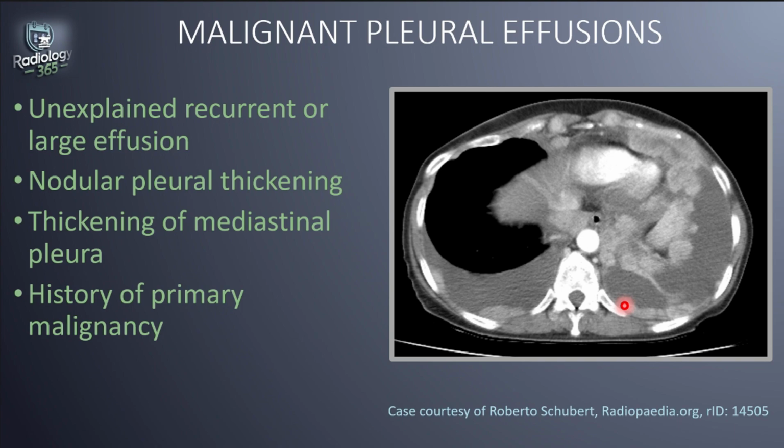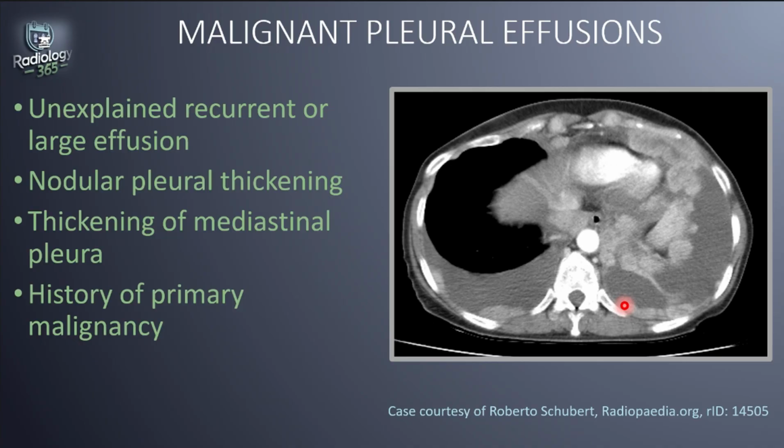They are mostly the exudative kind because they are from some disease process affecting the pleura. Unexplained recurrent pleural effusions or unexplained large pleural effusions should raise suspicion for underlying malignancy, regardless of whether there is associated visualized pleural nodularity or not.